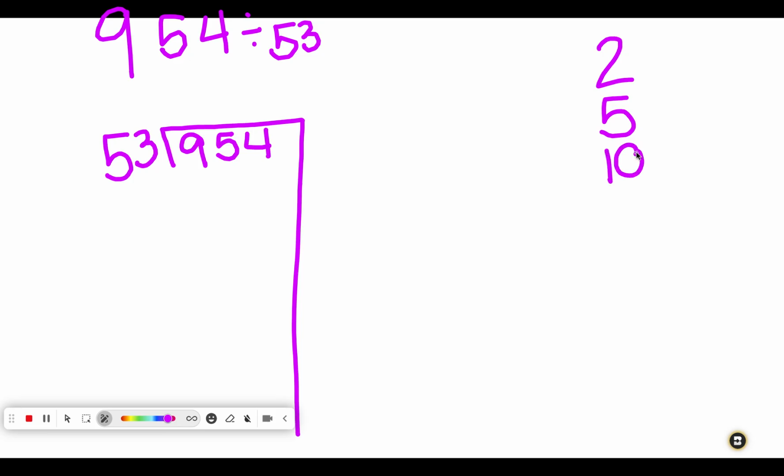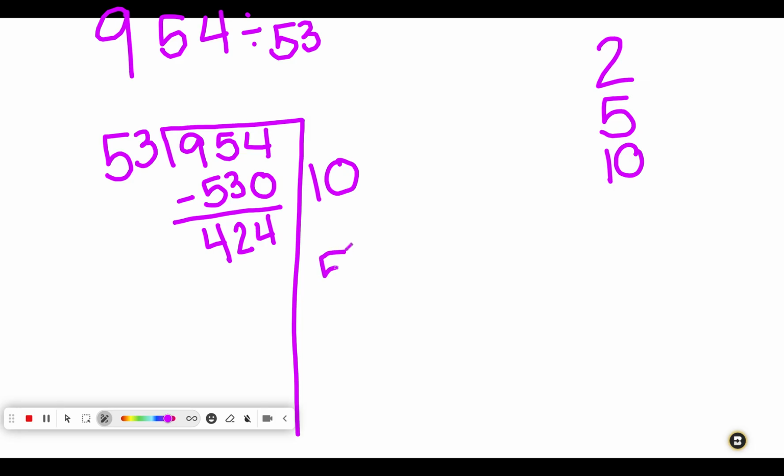Okay, we can use some of that mental math that we've been practicing to know that 53 times 10 is 530. So let's go ahead and start with 10 groups of 53. We are going to subtract 530. When I do, I have an answer of 424. Okay, now we know that I can't make another 10 groups because I only have 424 pieces left. So let's try 5.